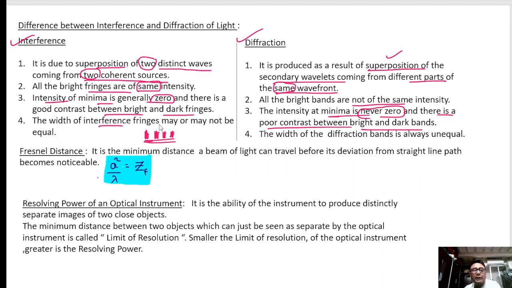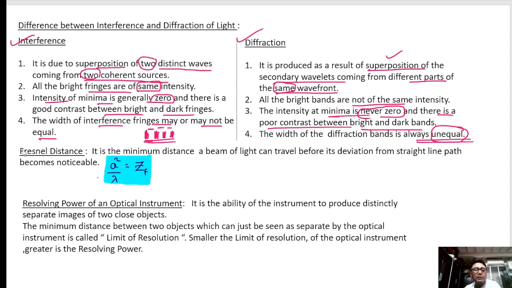The width of interference fringes may or may not be equal. That means each width may or may not be equal, but in diffraction it is always unequal. Here it can be equal or not equal, but here it is always unequal.